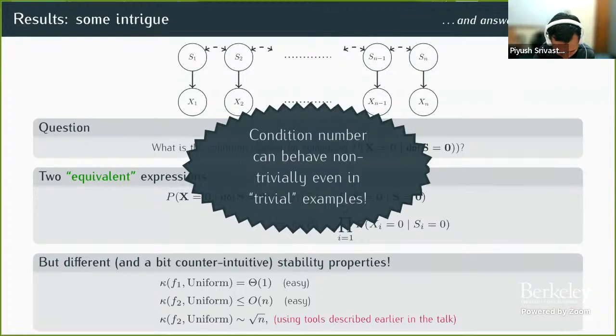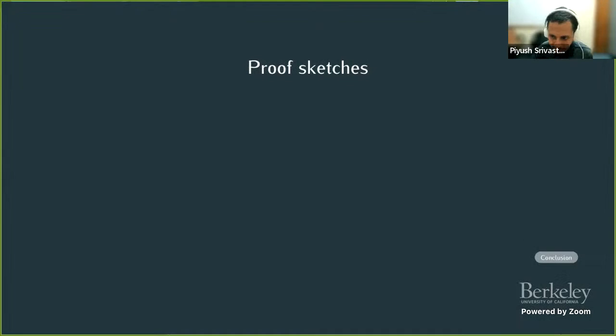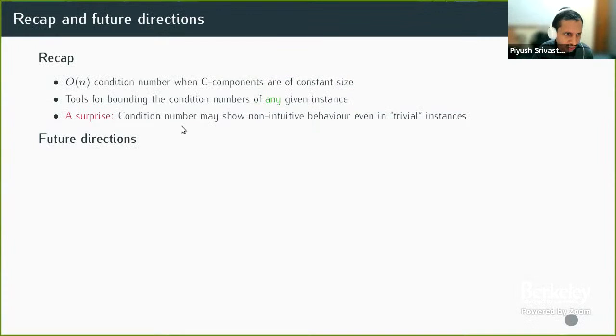So if not, before giving the proof sketches, let me just mention a few future directions. What we have seen so far is the order n condition number bound and the bound for composites of constant size, but these are not tight. Even that trivial example showed that, and so bounding the condition number for any given instance is open. And there was some surprise, even in the trivial example, that the condition number may show non-intuitive behavior. So there are many future things here.